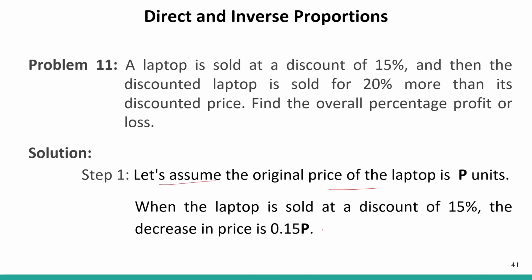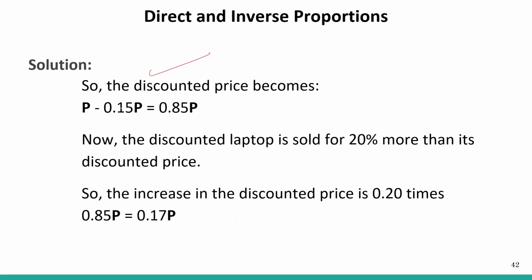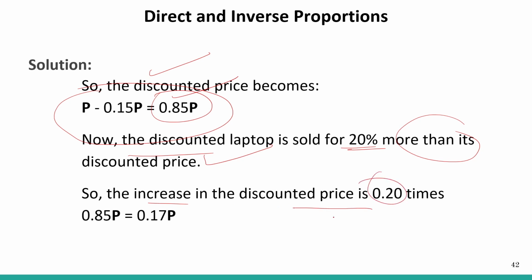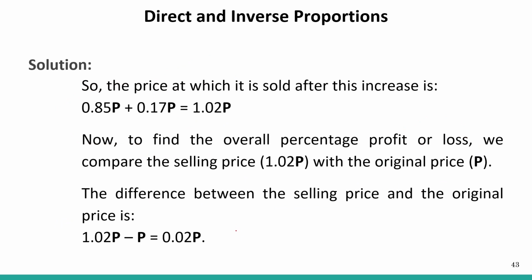Okay, so let's assume the original price of the laptop to be P. When the laptop is sold at a 15% discount, the decrease in price becomes 0.15p. So the discounted price becomes P minus 0.15p, which is equal to 0.85p. Now the discounted laptop is sold at 20% more than its discounted price. So the increase in the discounted price is 0.2 into 0.85p, which is equal to 0.17p.